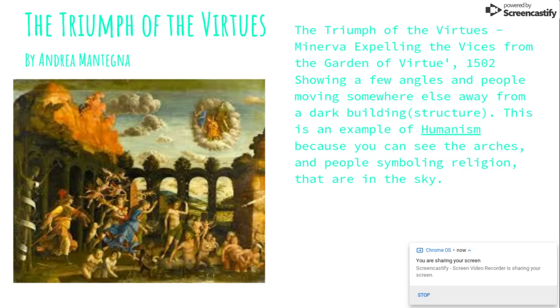The Triumph of the Virtues, Minerva Expelling the Vices from the Garden of Virtue, 1502, showing a few angels and people moving somewhere else. This is an example of humanism, because you can see the arches and people symbolizing religion that are in the sky.